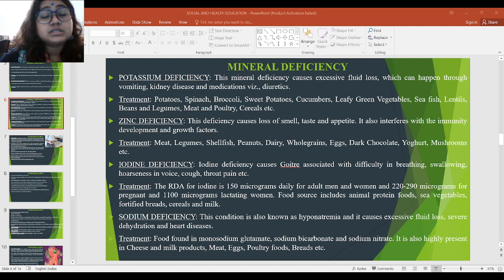Today we are going to discuss some more minerals, their deficiency, disease symptoms and occurrences, and how we can treat them. You can see here potassium deficiency and sodium deficiency. I am taking these two together because these are the two salts generally utilized in the electrolyte solution. When do we take this electrolyte solution? Whenever we are suffering from a health condition that is dehydrating our body, we are recommended to take ORS, oral rehydration solution.